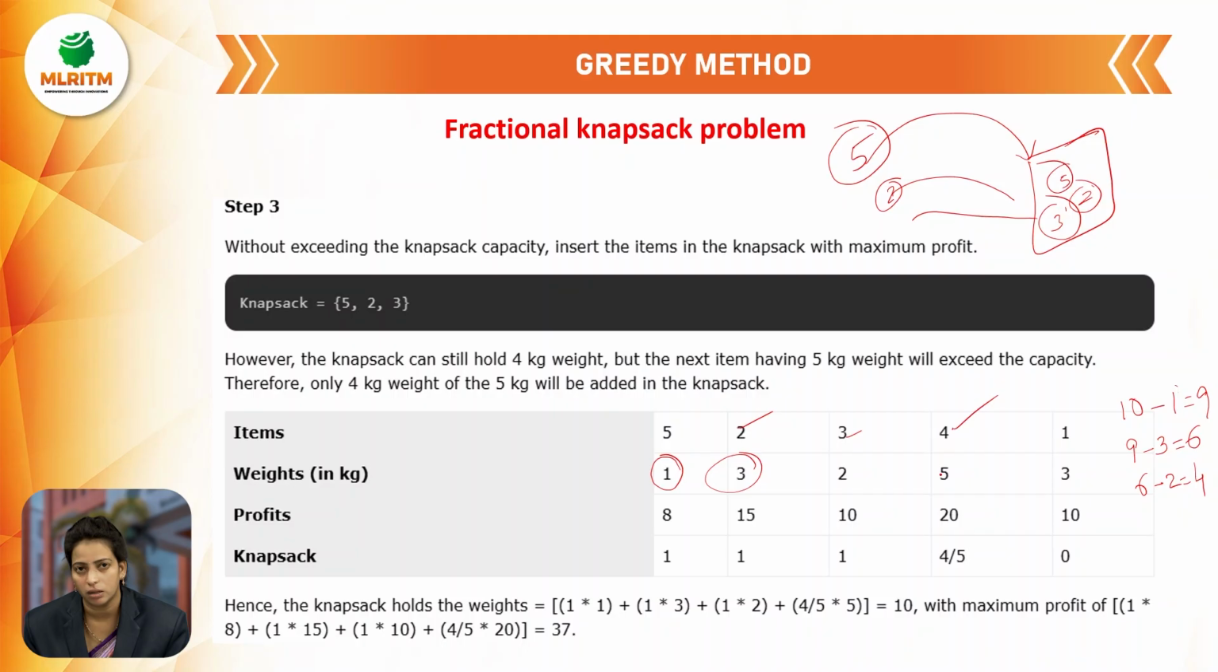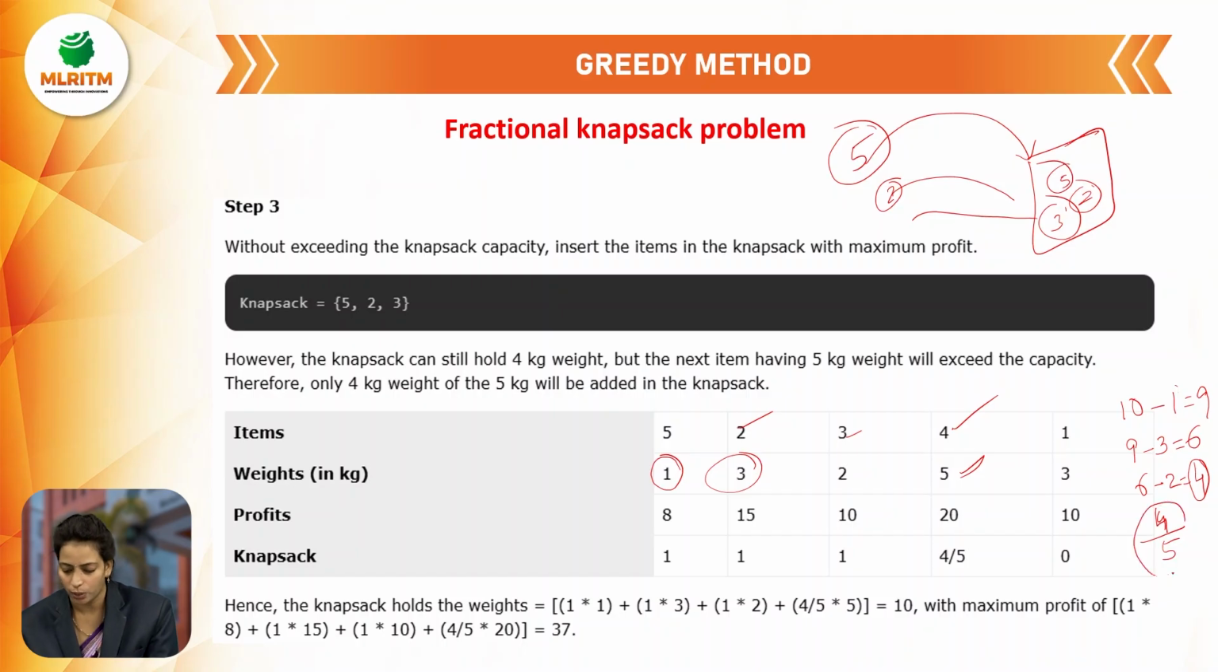What is the weight of fourth item? 5 kgs. But our knapsack remaining weight is 4 kgs. Is it possible to place a 5 kg item into the 4 kg bag? No, it is not possible. So in this case, we consider fractional. So fourth item, 4 by remaining capacity of the bag by, what is the weight of the fourth item? 5. 4 by 5. Okay.